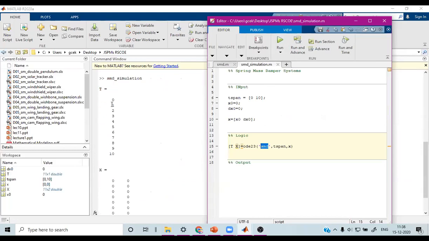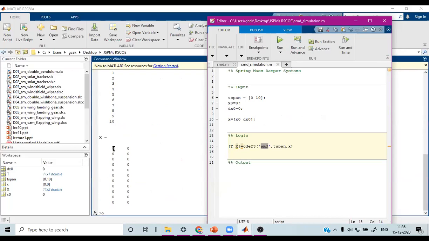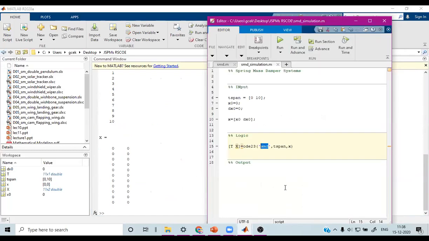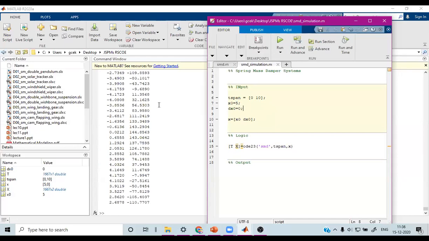You got t equal to 1 to 10 seconds and the x values are 0. So basically, why does it happen? Because you have provided 0 input. If I provide 5 mm or something as an input here, obviously it will go on simulating for you. As it is going on simulating, it stops automatically.